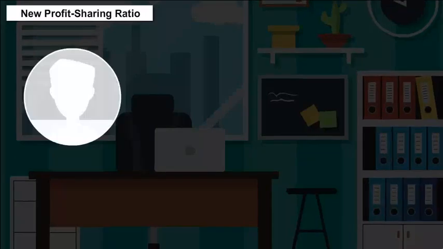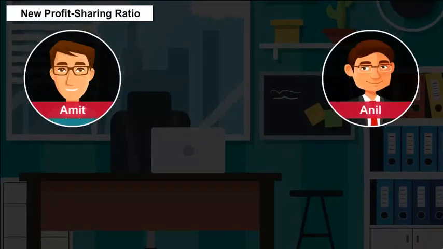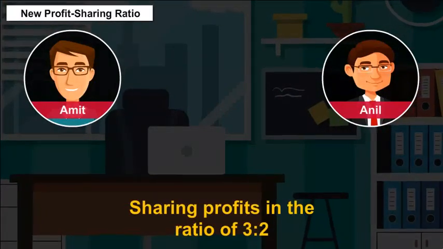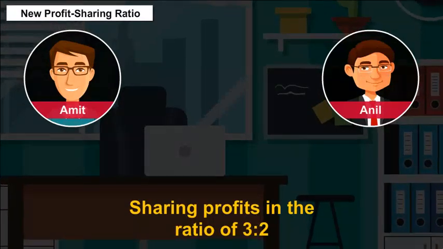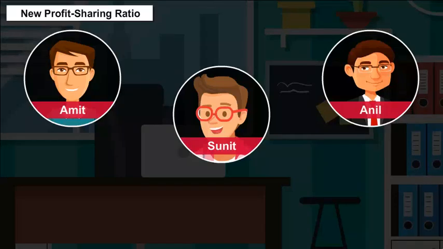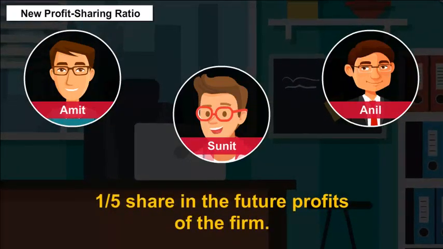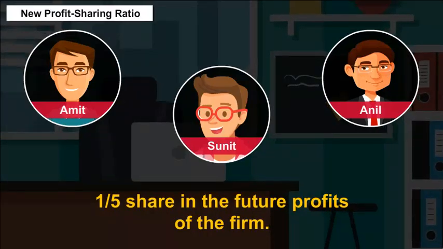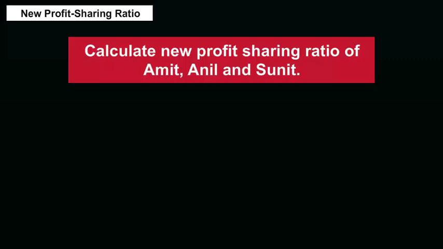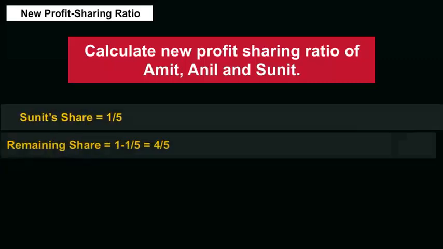For example, Amit and Anil are partners sharing profits in the ratio of 3:2. They admitted Suneet as a new partner for 1/5 share in the future profits of the firm. Calculate the new profit sharing ratio of Amit, Anil and Suneet.